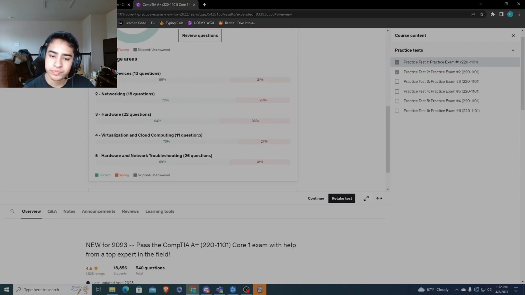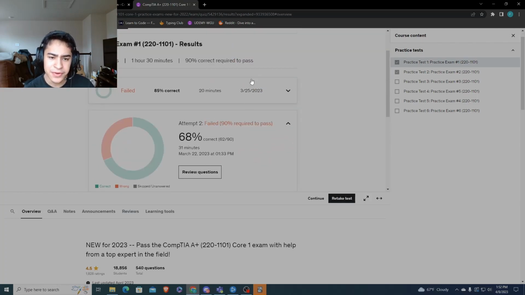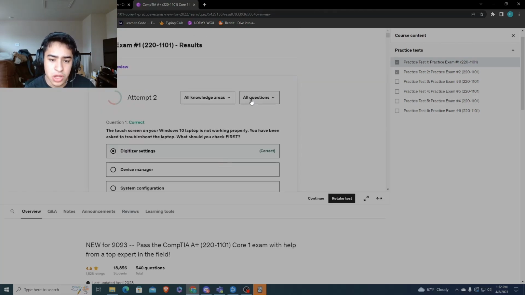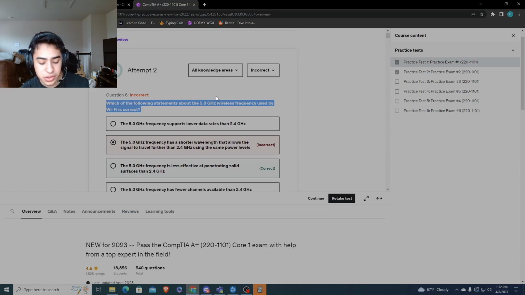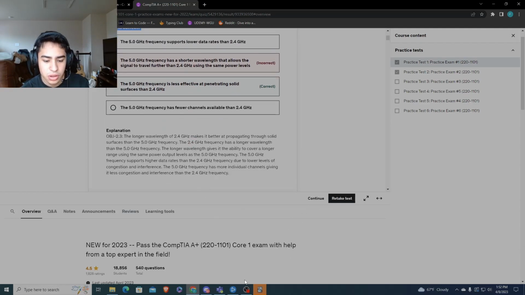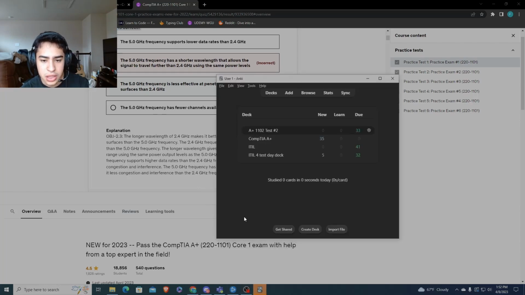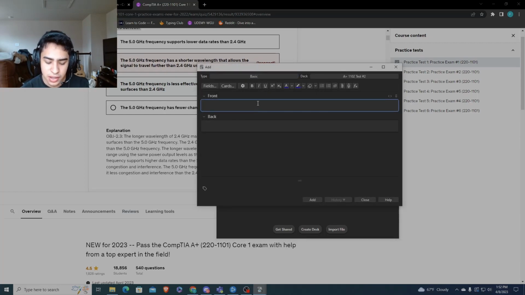So what would I do? If I was having trouble understanding a topic, I would click on review questions, all questions, incorrect. I would copy and paste the questions into Anki, right? So here you have some of the test decks. Most of them are on my work computer, so I don't have access to the decks right now.